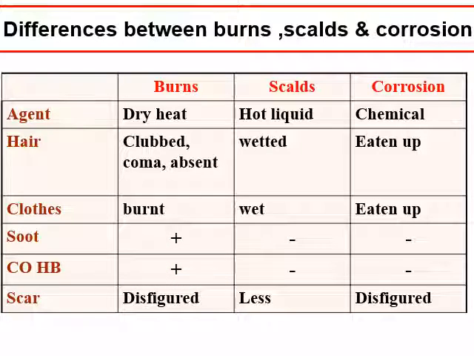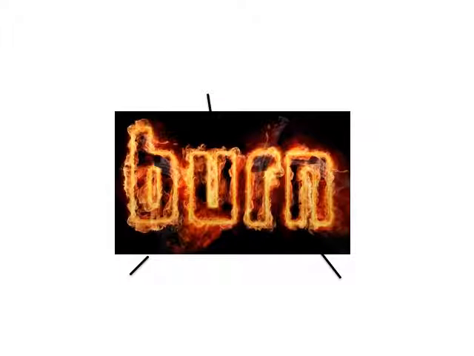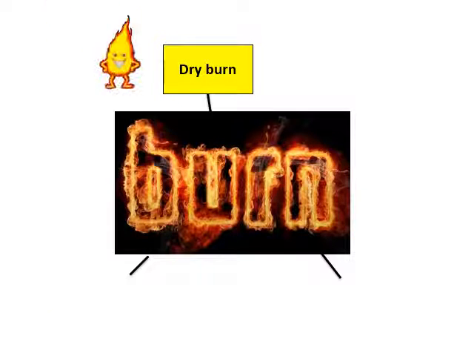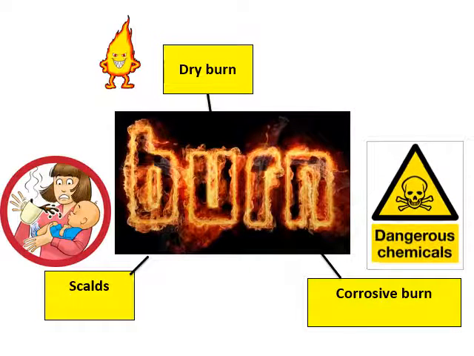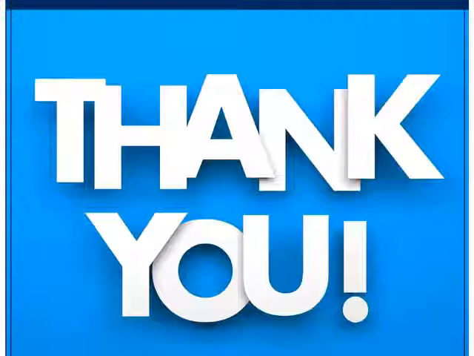What about scar formation, which is the disfigurement present after healing of the burn? It is present mainly in dry burns and in corrosion. It is also present in scalds but less formed scar. So we have finished the three types of burns: dry burns, moist burns, and chemical burns. Let's move to the second part of the lecture about electrocution and heat entry. Thank you.